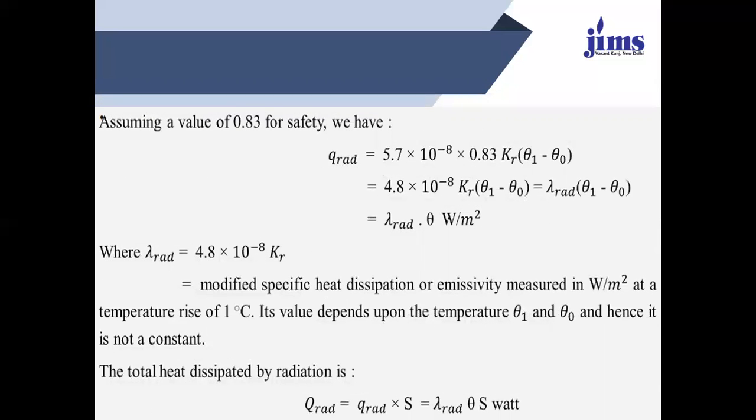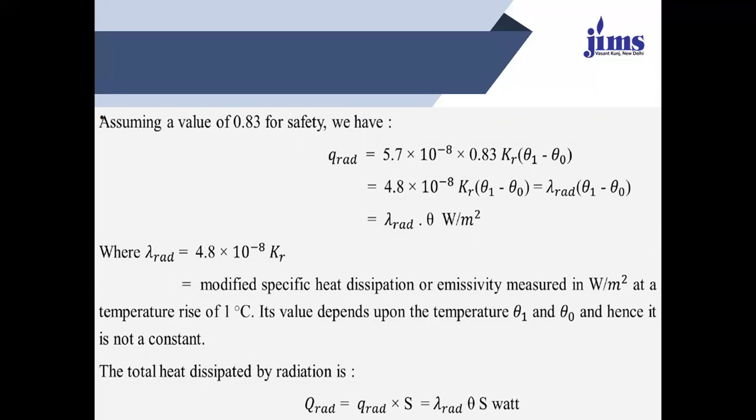Assuming a value of 0.83 for safety, we have Q rad equals 5.7 into 10 to the power minus 8 into 0.83 K R times (theta 1 minus theta 2). So it comes out to 4.8 into 10 to the power minus 8 K R times (theta 1 minus theta 2). So lambda rad equals this coefficient times theta, where lambda rad equals 4.8 into 10 to the power minus 8 K R, assumed as a constant for the so-called specific heat dissipation or emissivity, measured in watt per meter square at a temperature rise of 1 degree Celsius.